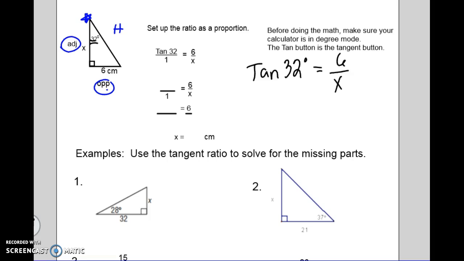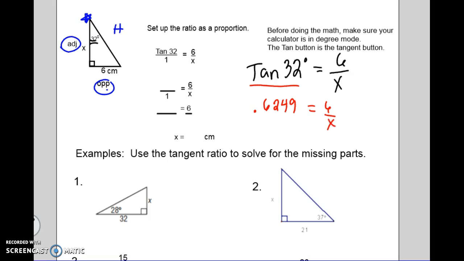Okay? Now, in your calculator, push tan 32. Tell me what numbers you get. 0.62486, which rounds to 0.6249. You push the tangent button on your calculator and then type in 32, enter. Did you put it in degree mode? That number is equal to 6 over x.